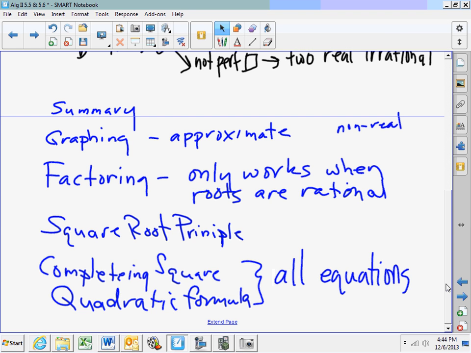So, as you are preparing for assignments, quizzes and tests and so forth, make sure that you know how to solve quadratic equations by all of these methods. Don't just focus in on one, because if you do, there will be questions asked that you probably won't be able to answer. Okay, that takes care of the second half of the video.